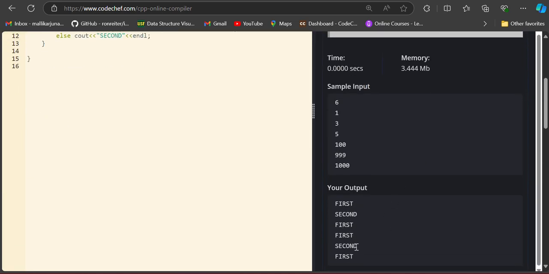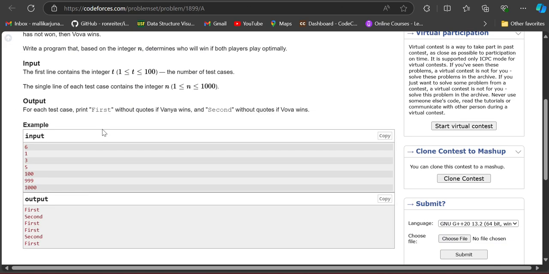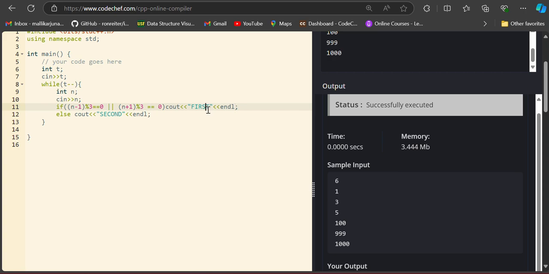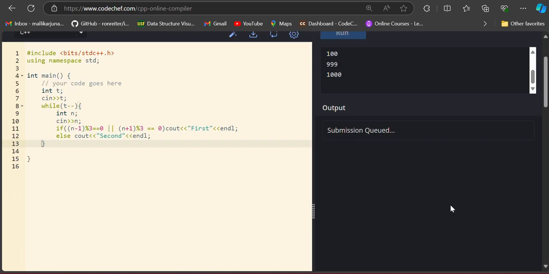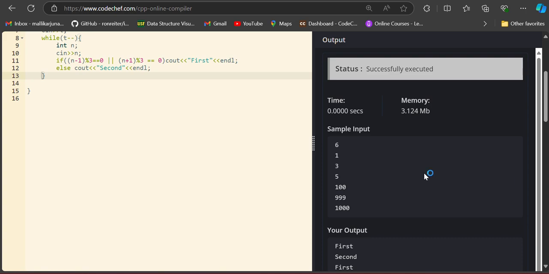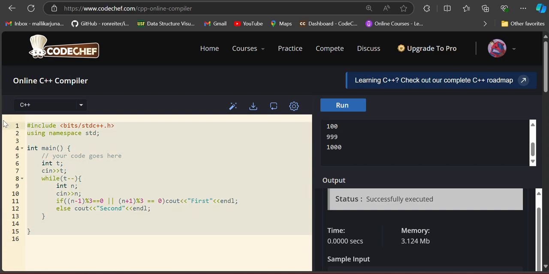So first, second, first, second, first, second, first. Same. Let me read. So we just have to print first and second in this way. We don't print all letters as capital letters, it may cause problems. First, second, first, second, first. So now let's submit this answer.